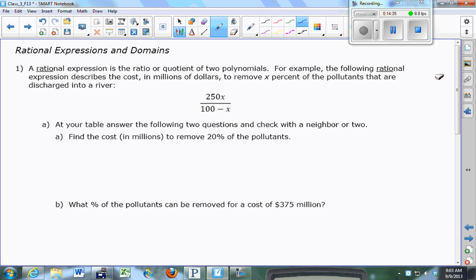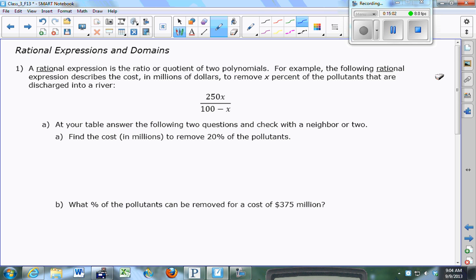Okay, so there's the rational expression. Do you notice what I have underlined in the word rational? Ratio. So a rational expression is always a division problem like this. And if you covered up the denominator, what you have in the top is a simple expression. It's 250 times x. And what you have in the bottom is 100 minus x. Each of those are in and of themselves polynomials.